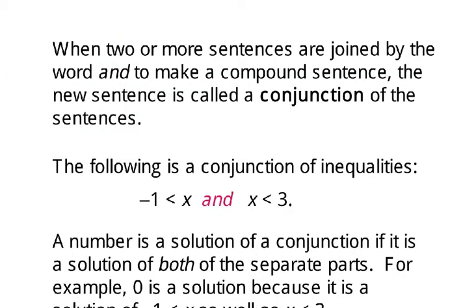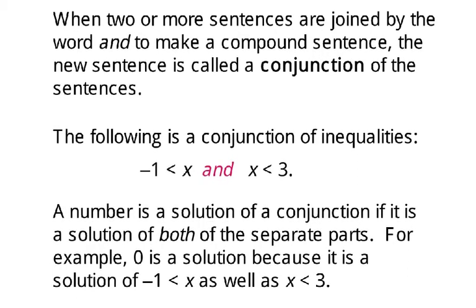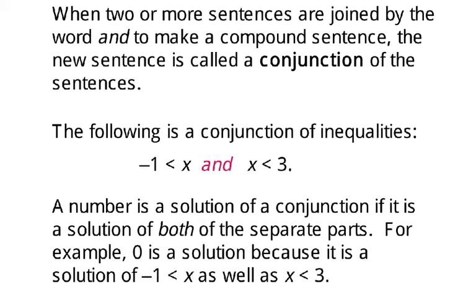Okay, so now let's look at this. When two or more sentences are joined by the word and, the sentence is called a conjunction of the sentences. And when we say sentences, we're talking about equations. Okay, so here is a sentence, here is a sentence, and they're joined by the word and. So that is a conjunction. And a number is a solution only if it's a solution of both.